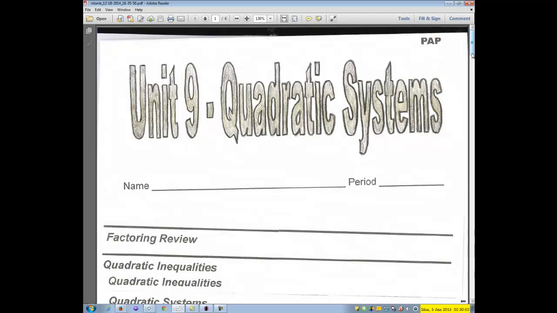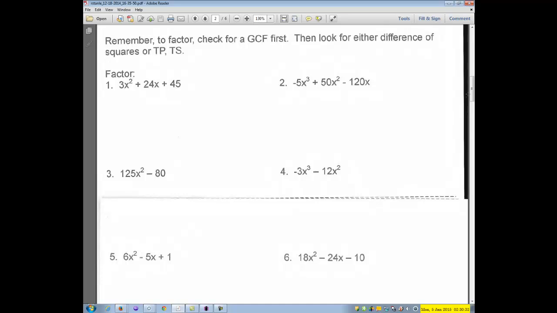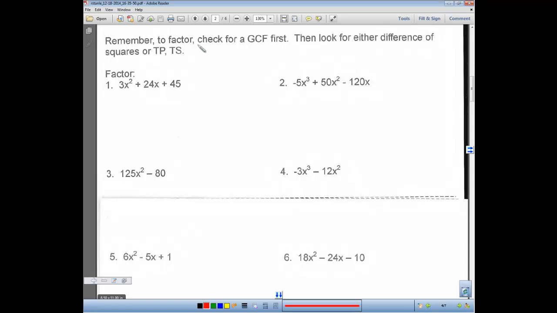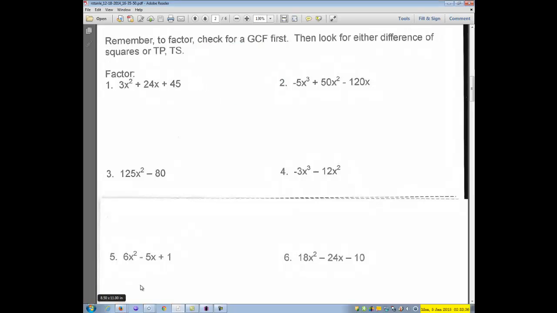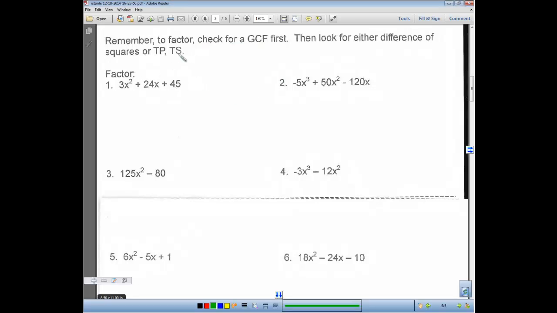We begin our unit with quadratic systems. Let's start by reviewing factoring. To begin factoring, remember to check for the GCF first and pull that out. To factor, we want to factor out our greatest common factor first, and then we want to look and see if we can do target product, target sum, or difference of squares to see if we can continue to factor.